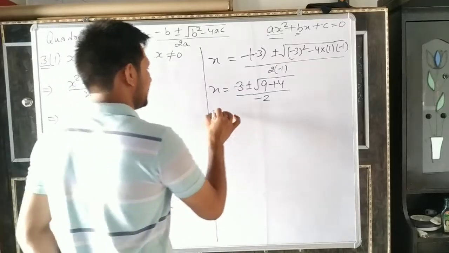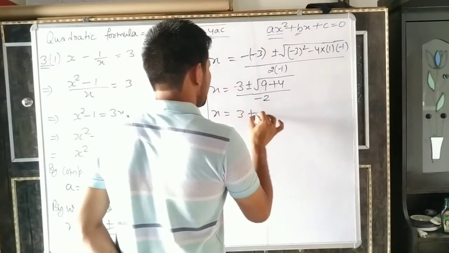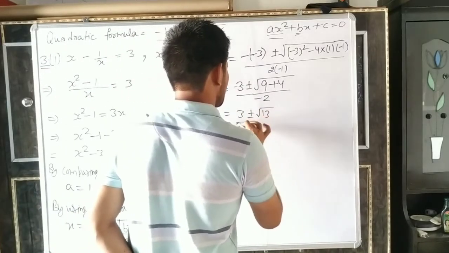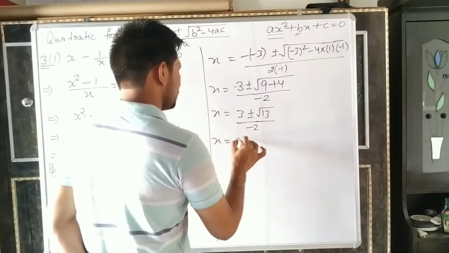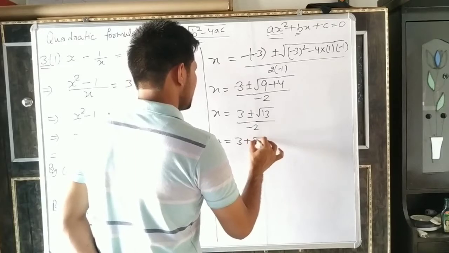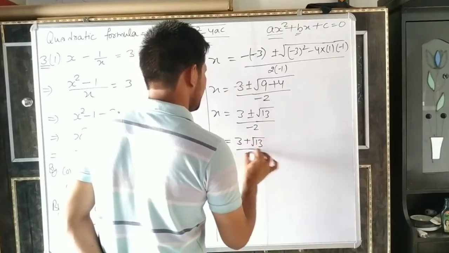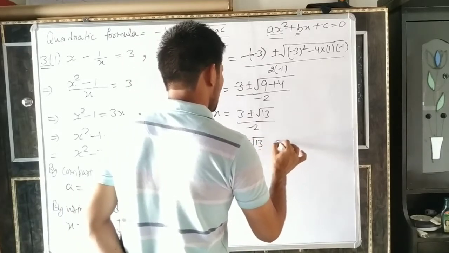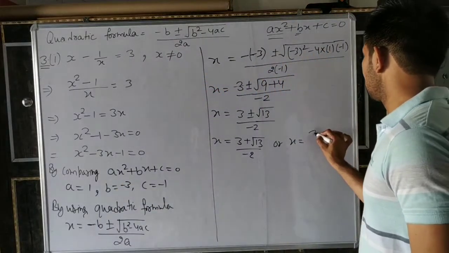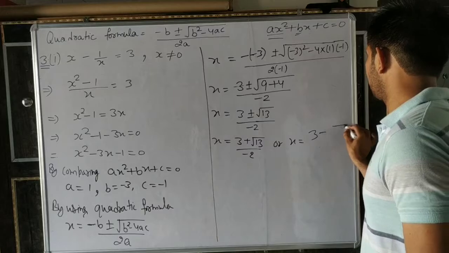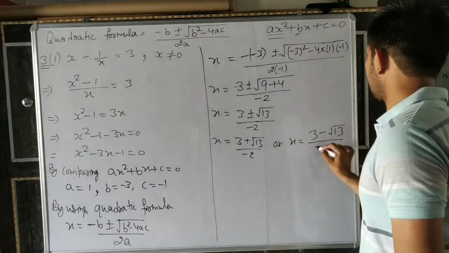Understand? So you can write x equal to 3 plus minus under the root 13 divided by minus 2. So therefore x equal to 3 plus under the root 13 divided by minus 2, or the second is x equal to 3 minus under the root 13 divided by minus 2. So these are the roots.